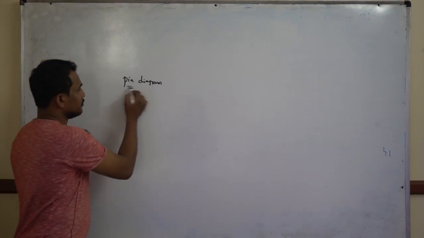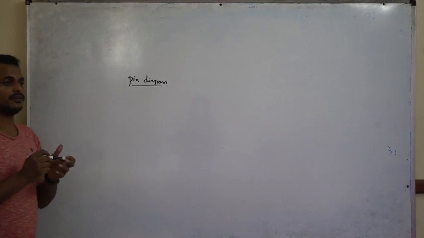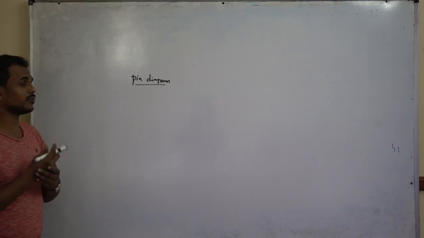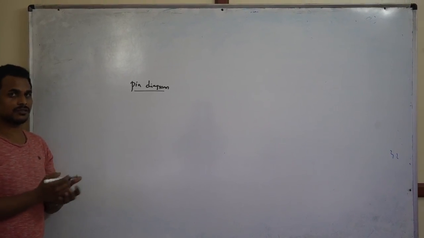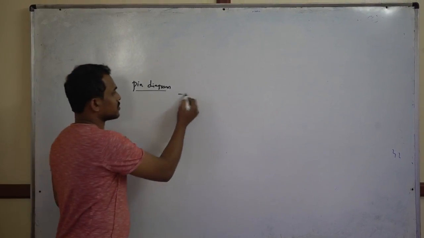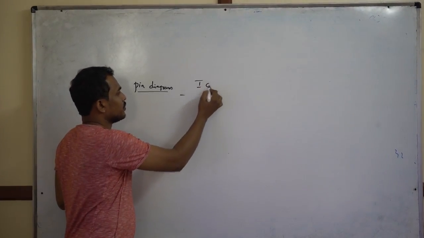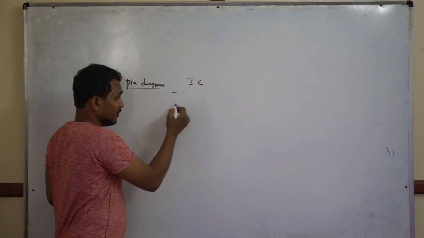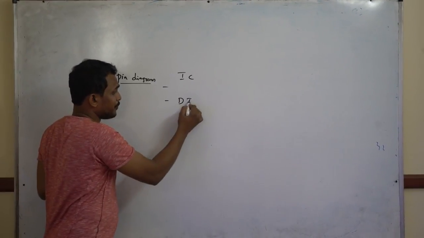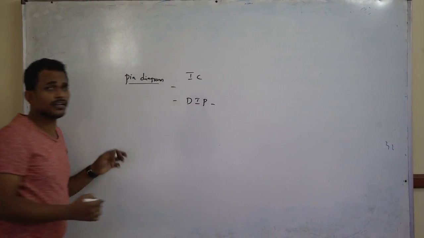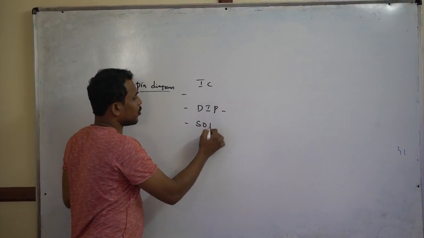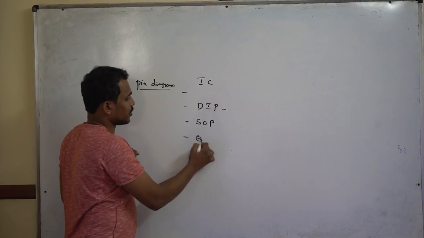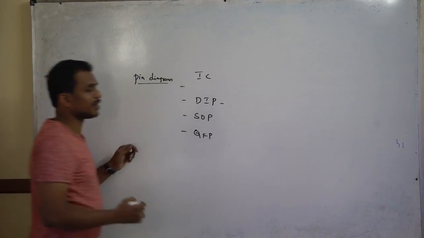Coming to the pin diagram of your microcontrollers, which are available in different packages, like the packages of your integrated circuits. One is DIP, which is dual inline package, and the second one is SOP, small outline package, and then QFP, which is quad flat package.